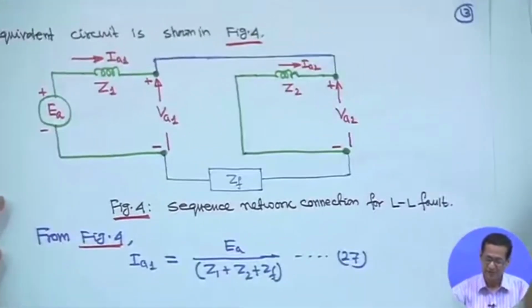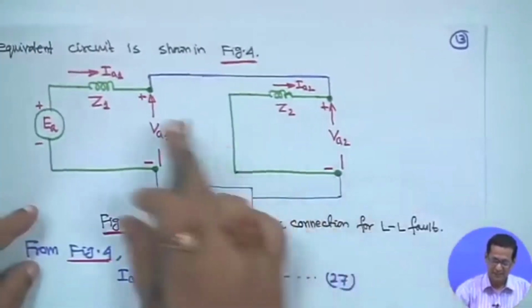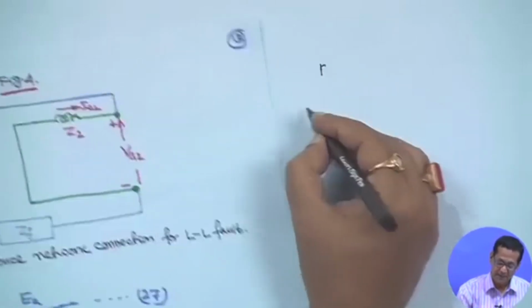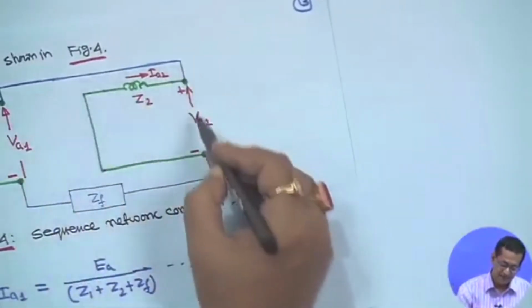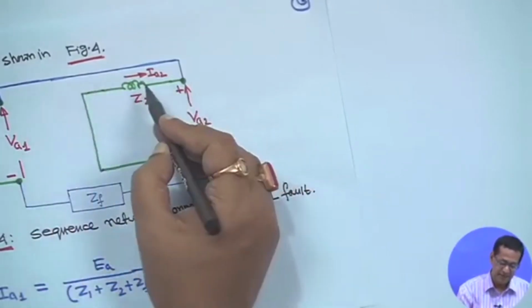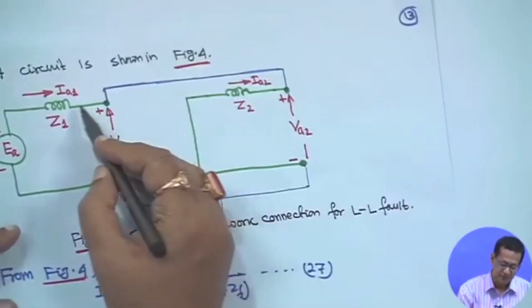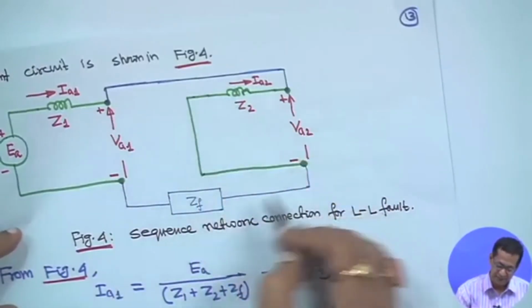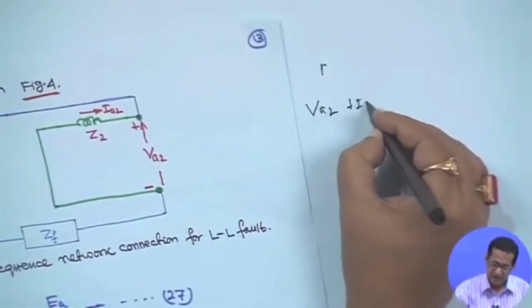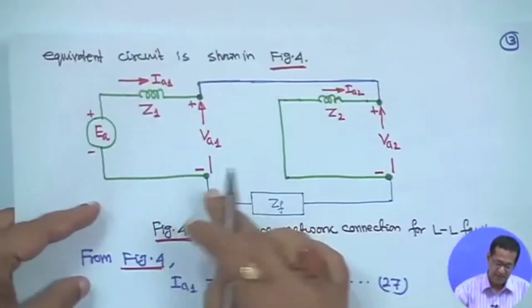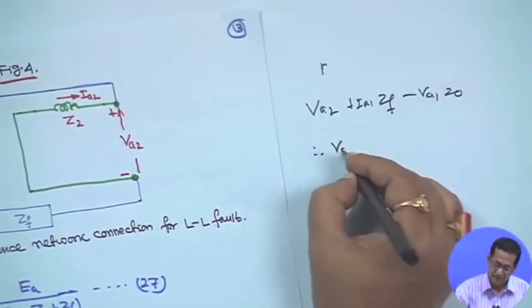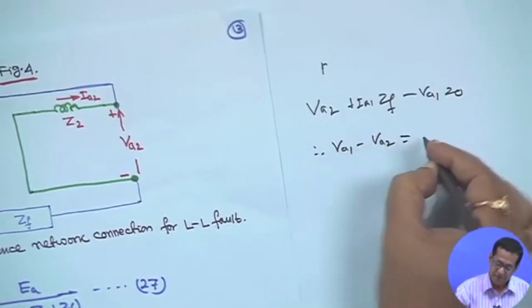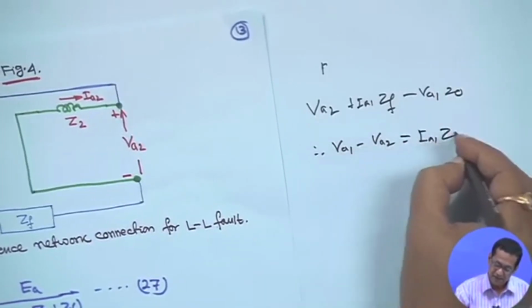If I draw it for you like this, this is VA2, so it is plus VA2. Then this IA1 current, let us take it moving like this. Of course IA1 is equal to minus IA2, but we will consider this IA1 only moving like this. So it is IA1 ZF, and then minus VA1 is equal to 0. That means VA1 minus VA2 is equal to IA1 ZF.